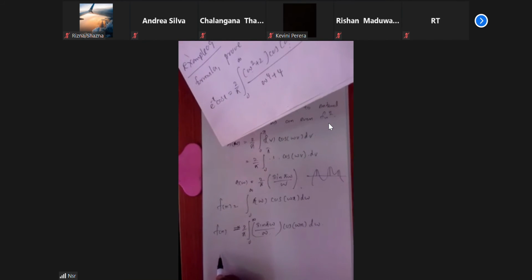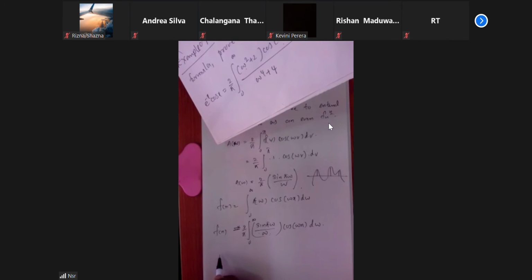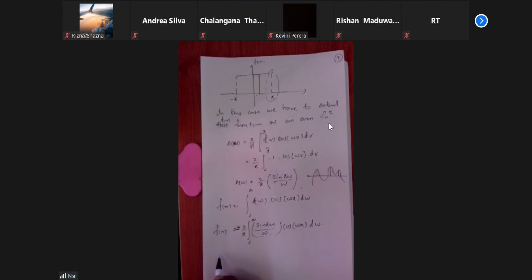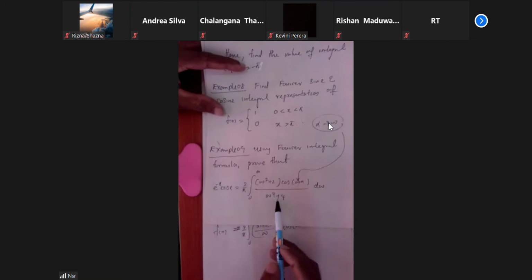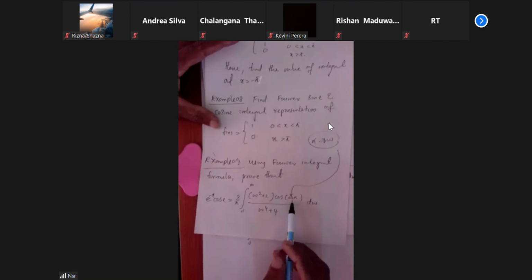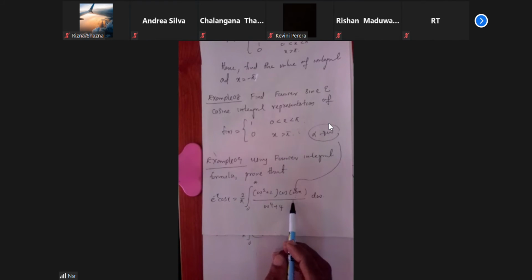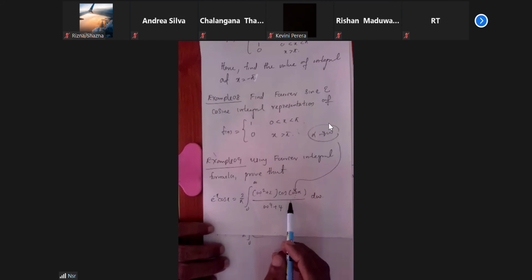Then the second example, the ninth example, is based on some technique which I'm going to use for the calculation. So let's see how we can use that part also. Here we use the Fourier integral formula to prove the given result. Right. When you look at this one, tell me what you are going to do. Can you identify this is the Fourier integral transform? Yes or no?